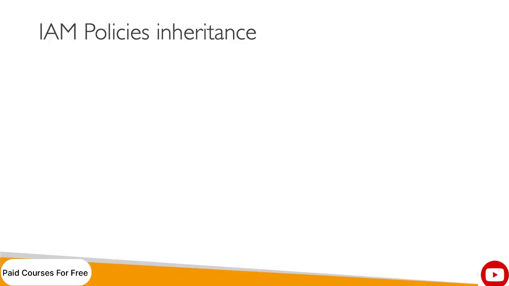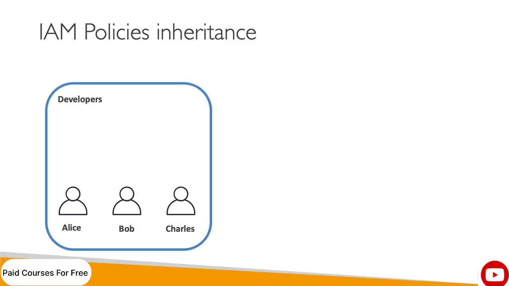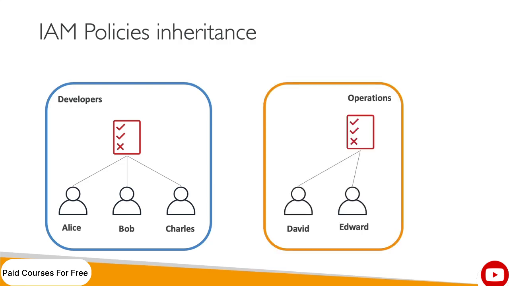Okay, so now let's discuss IAM policies in depth. So let's imagine we have a group of developers, Alice, Bob, and Charles, and we attach a policy at the group level. In that case, the policy will get applied to every single member of the group. So Alice, Bob, and Charles will all get access and inherit this policy. Now, if you have a second group, operations, with a different policy, David and Edward will have a different policy than the group of developers.